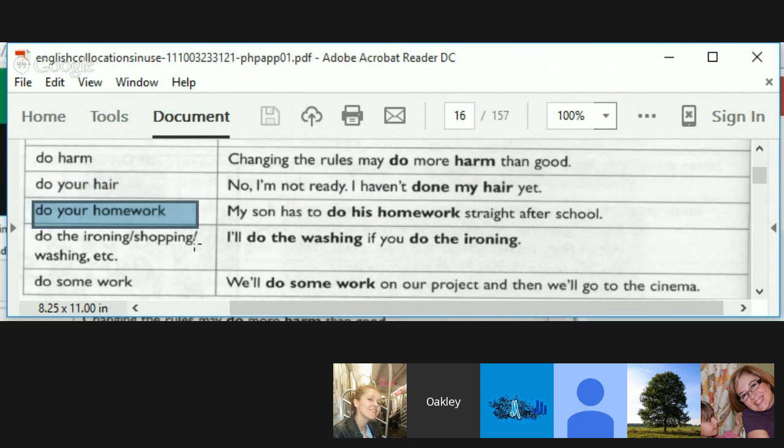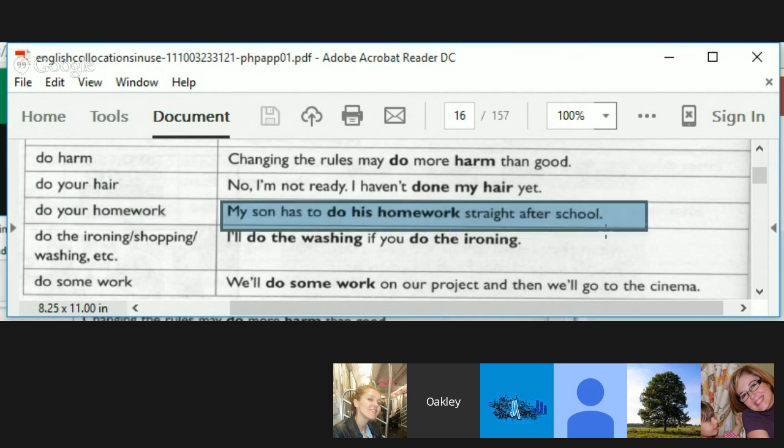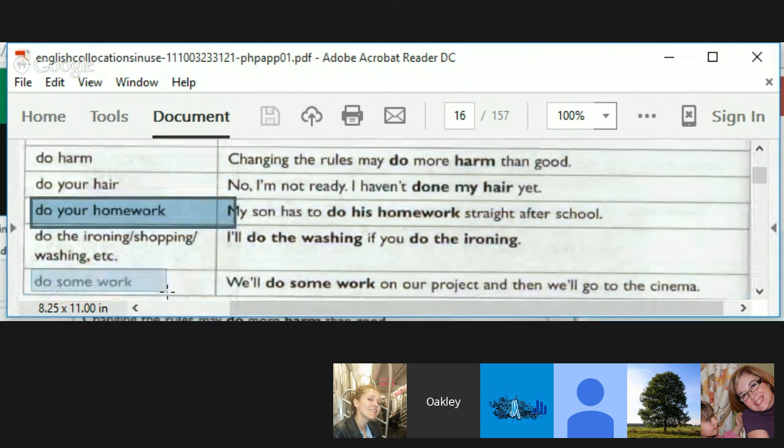Okay, we're running out of time. Rebecca, do your homework. My son has to do his homework straight after school. Okay. What other? Do some work. You can combine this, actually: do your homework, do some work. What other work? Basically, any kind of work. To do some gardening, you know, it's a kind of work outside in the garden.